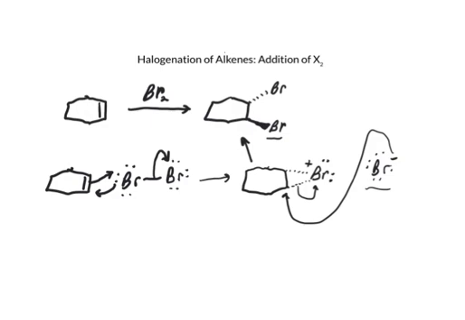This isn't just some crazy thing that gets drawn. This intermediate was actually isolated for a few of these in this reaction. It's a proven intermediate for this reaction, and it demonstrates how the stereochemistry becomes trans to each other, where the bromines are on opposite side of each other.